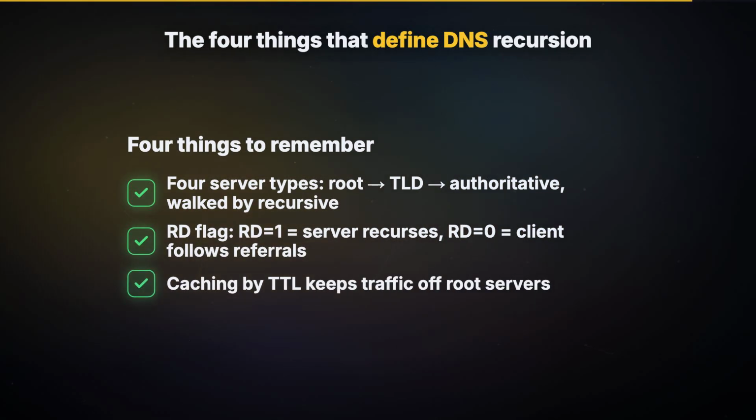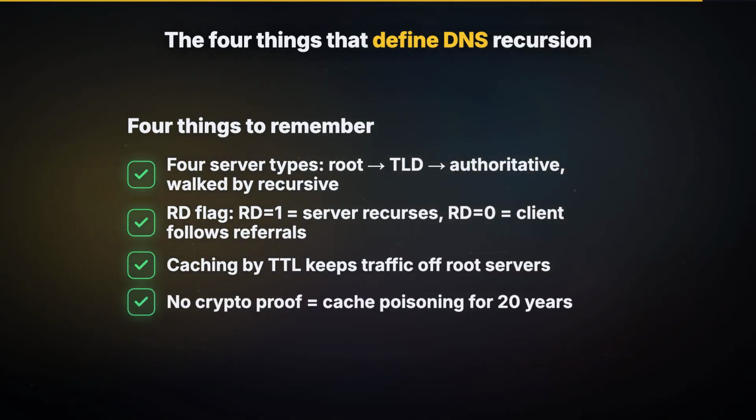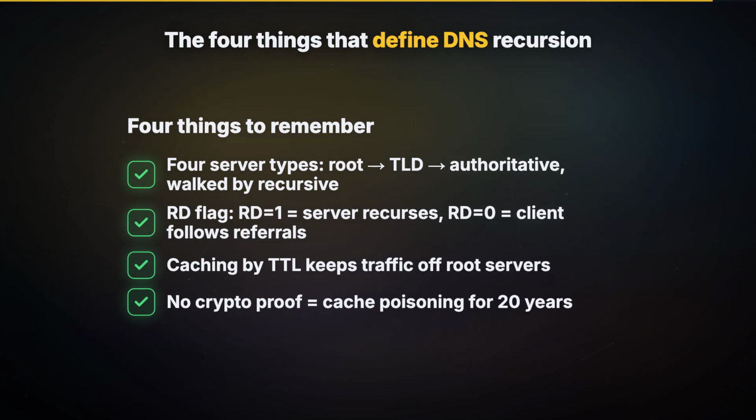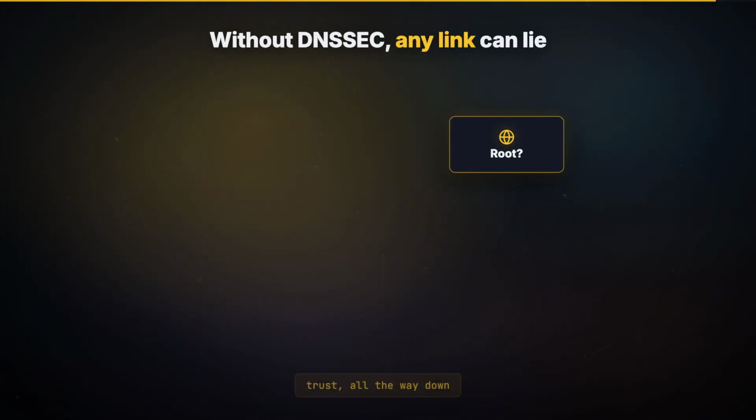Caching saves the internet. Resolvers cache both answers and referrals by TTL, so most queries never touch root. And the system was designed without cryptographic trust, which is why cache poisoning worked for 20 years until source port randomization and DNSSEC arrived.